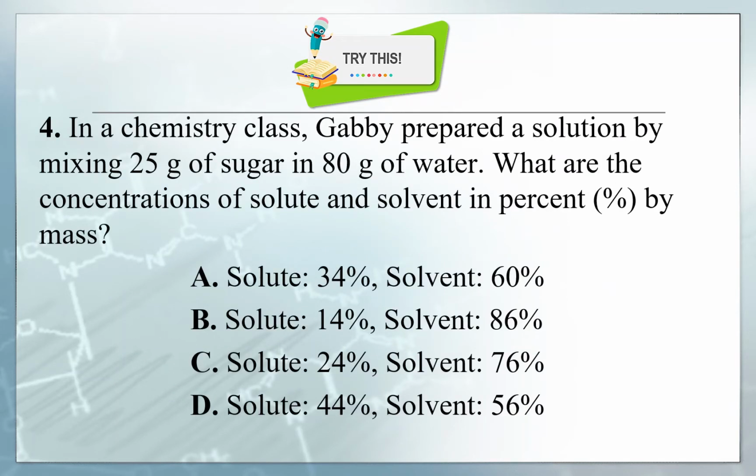Number 4. In a chemistry class, Gabi prepared a solution by mixing 25 grams of sugar in 80 grams of water. What are the concentrations of solute and solvent and percent by mass? A. Solute 34%. Solvent 60%. Letter B. Solute 14%. Solvent 86%. Letter C. Solute 24%. Solvent 76%. Letter D. Solute 44%. Solvent 56%.